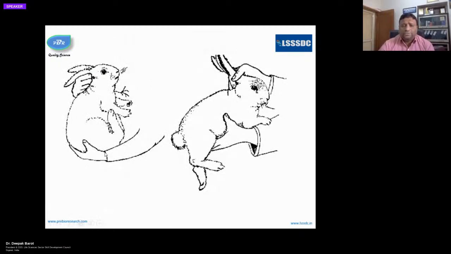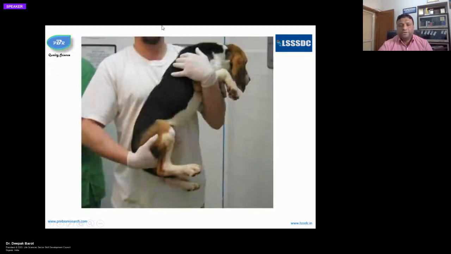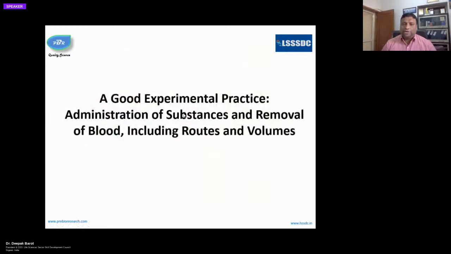You can hold this like a rabbit, like a young baby. You should have one hand below their thighs and the other hand behind their neck. This is how you can hold them like a baby, just like this. A beagle dog has been pulled. Okay, so that's how the handling of the animal is done.